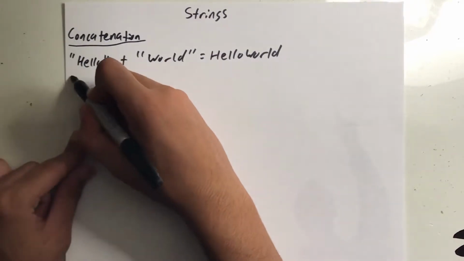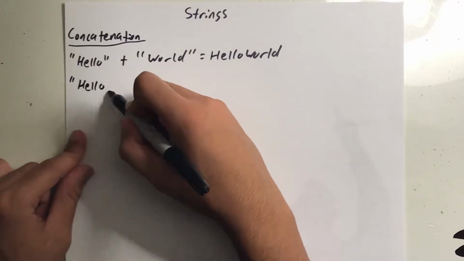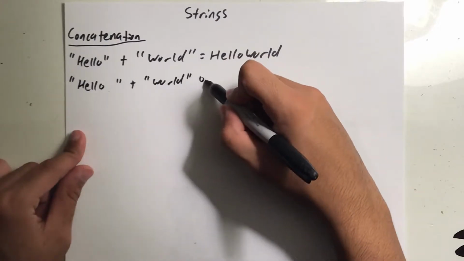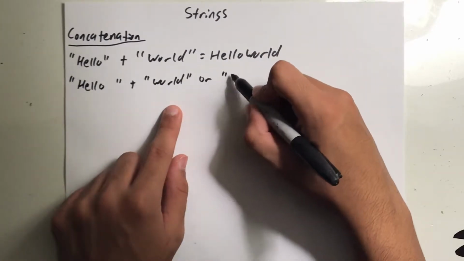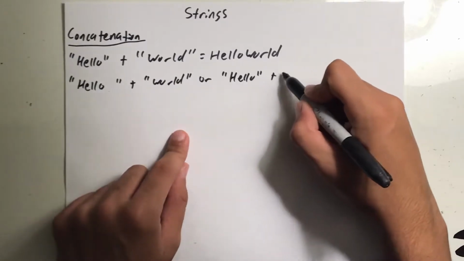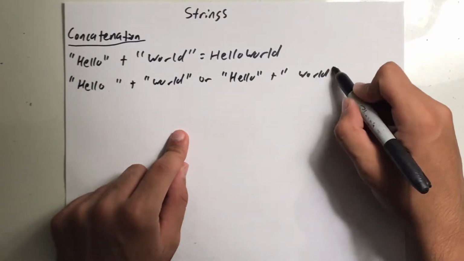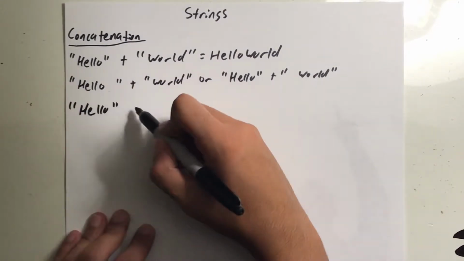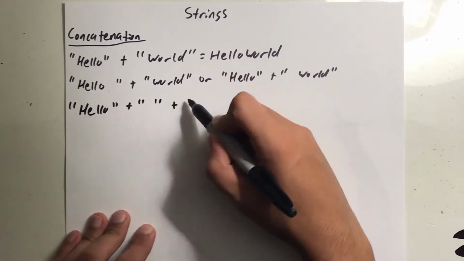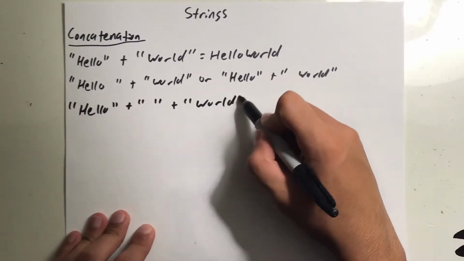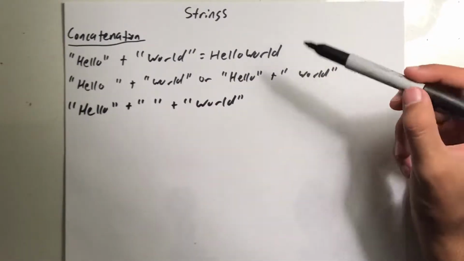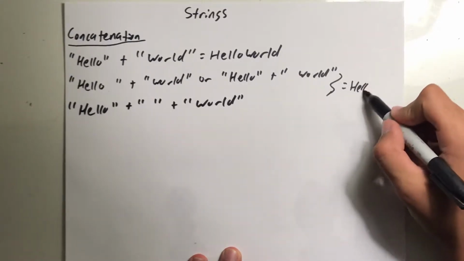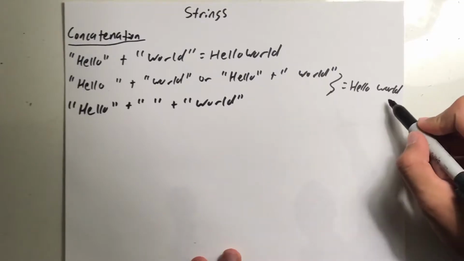This could be fixed by doing simply "hello " plus "world", or doing the opposite, "hello" plus " world", or by doing this. You have "hello", you're going to add that to just a space, then you're going to add that to "world". And they'll each accomplish the same thing, which is hello space world.